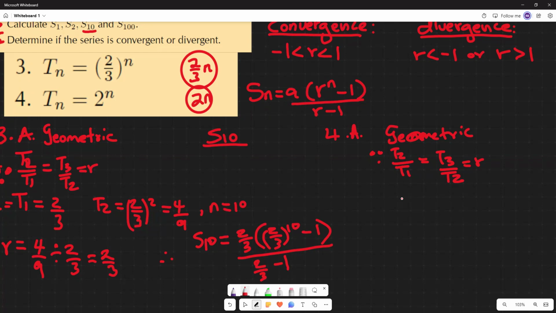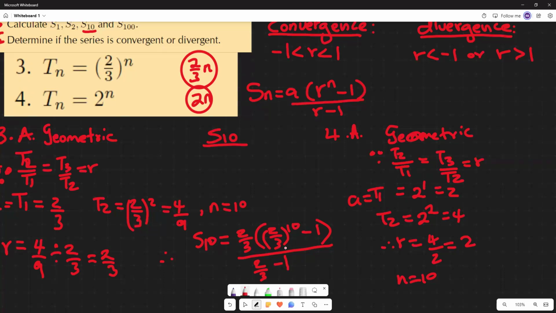Now let's come to this side. We're going to do the same. Term 1 equals 2 to the power 1, which is just 2. The second term is basically 2 to the power 2, which is 4. Then you can see that your R is the second term over the first term, 4 over 2, which means your R is 2. And your N is still 10 here. You just replace A with 2 and all the R's with 2. Everything else stays the same, and then you press calculate.